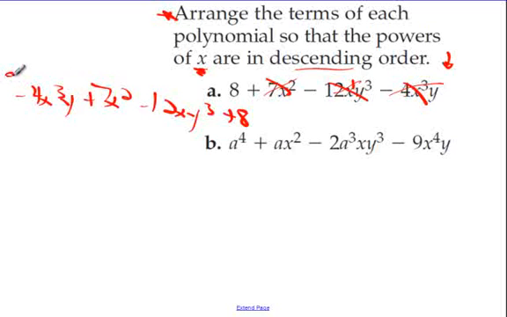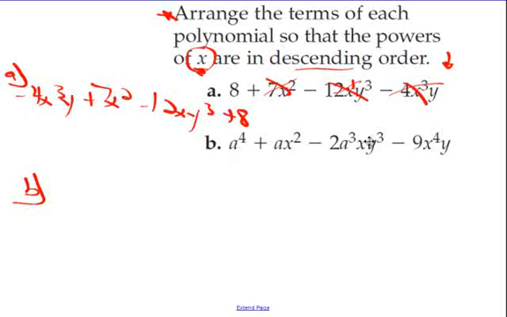Okay, so this is for letter A. For letter B, again, they threw in a's and all sorts of different powers on the a's. They threw in y's, all sorts of stuff. I'm focused only on the x's. So no x's here, so that's got a pretty good chance of being at the end.